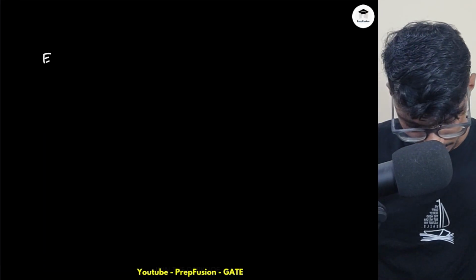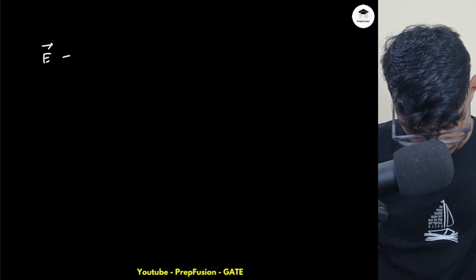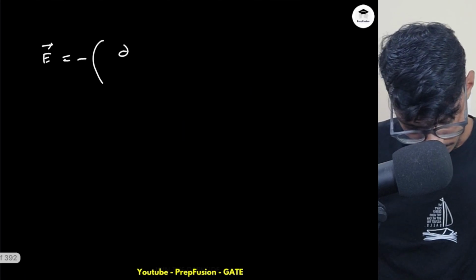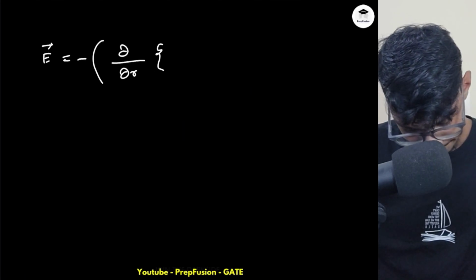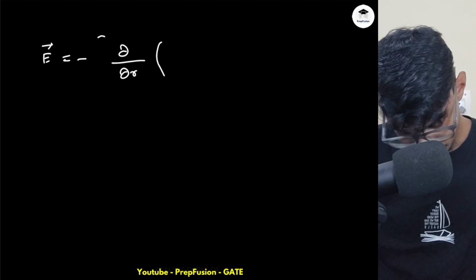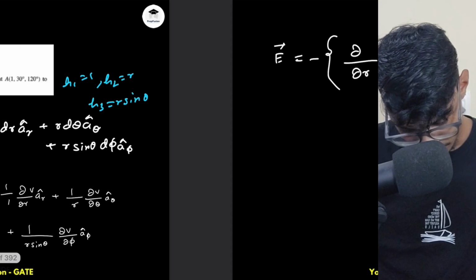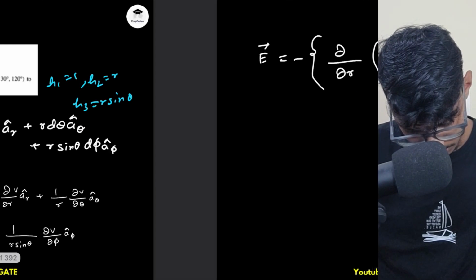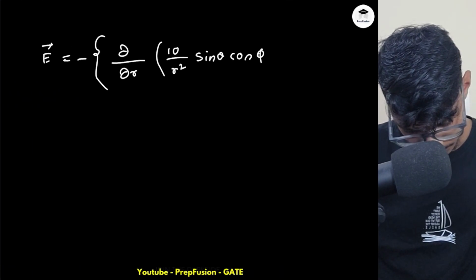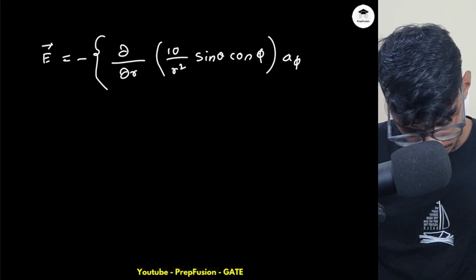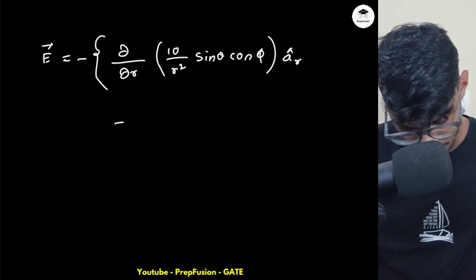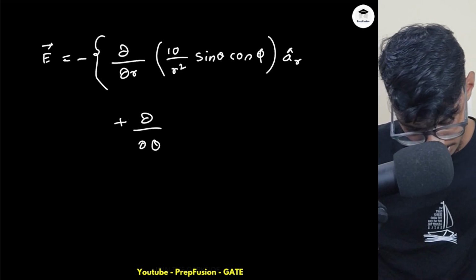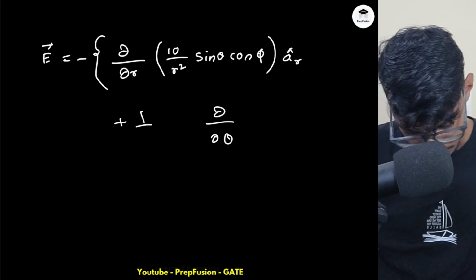So my electric field in vector format is minus of gradient of this. Basically minus of del by del r of, it should be like this, 10 by r square sin theta cos phi, a_r cap, plus del of, like as it is a function, not del r, sorry, del theta, and obviously I have 1 by r as well, right? 1 by r as well.